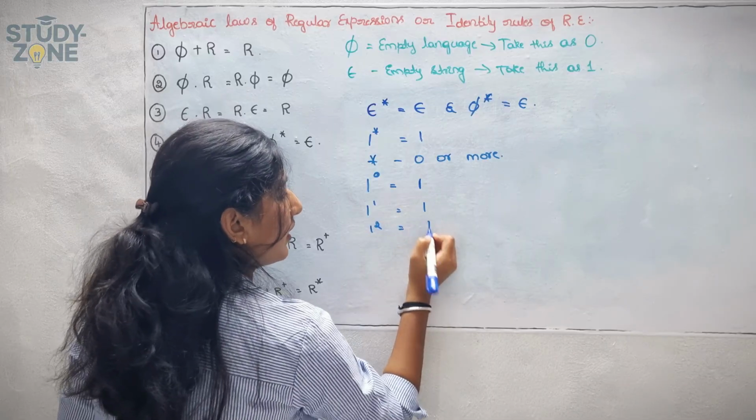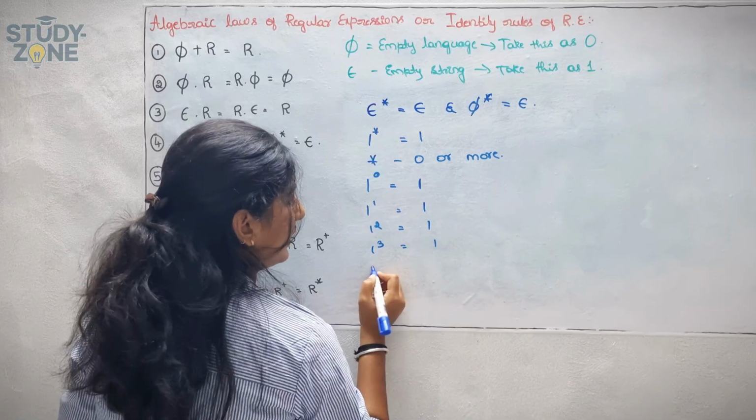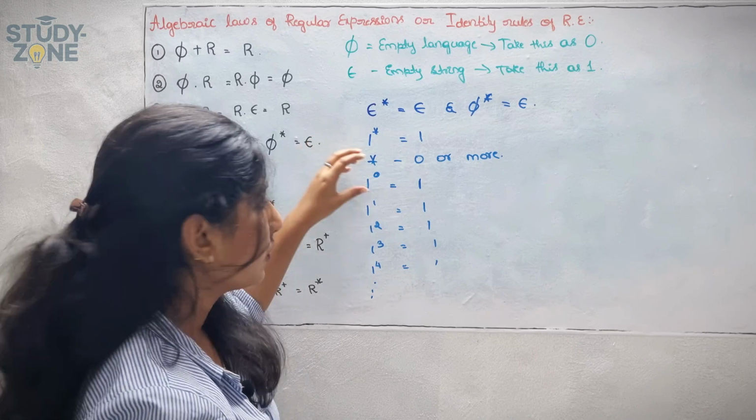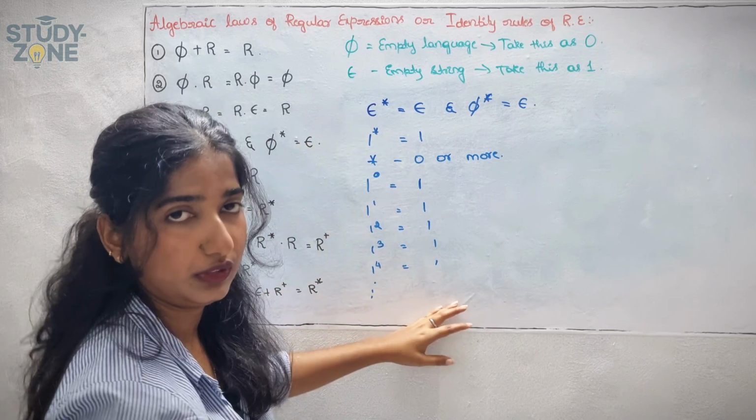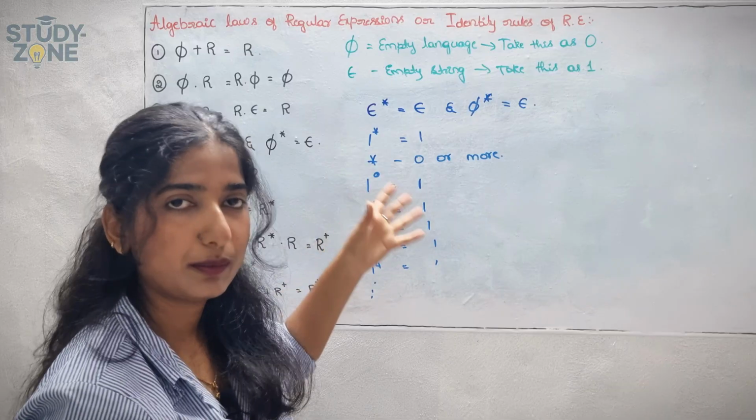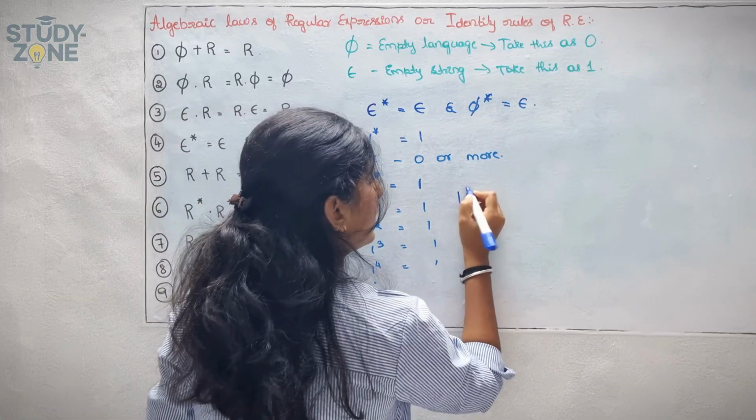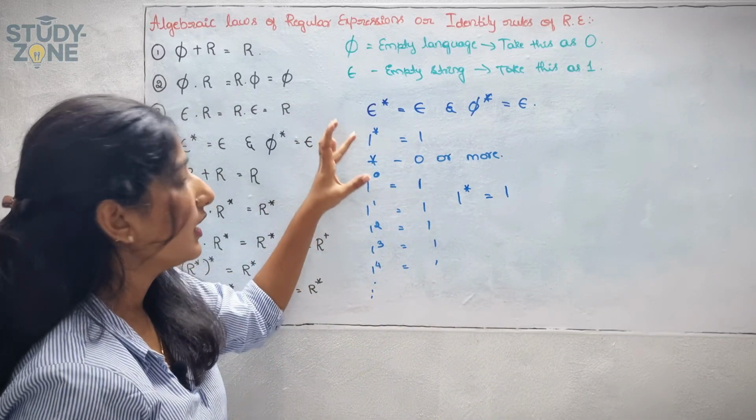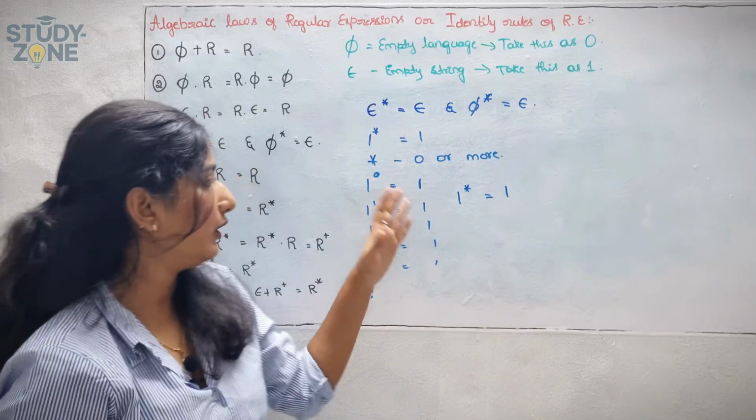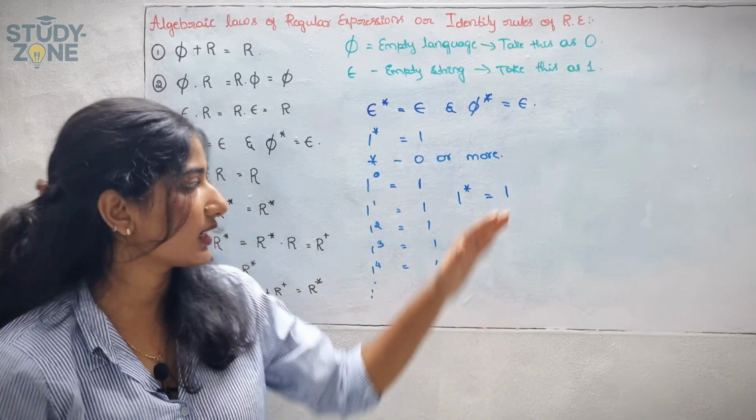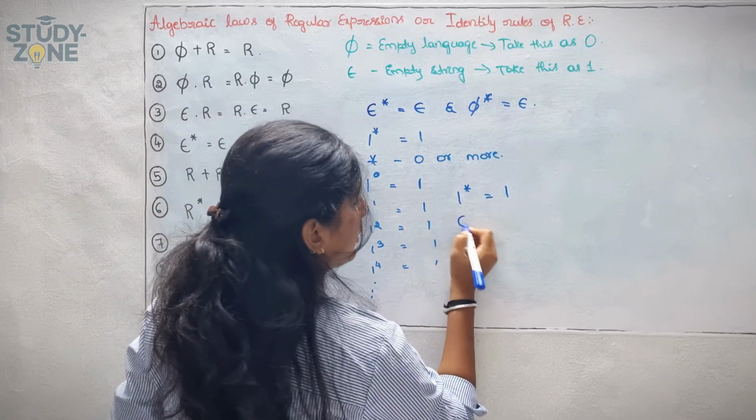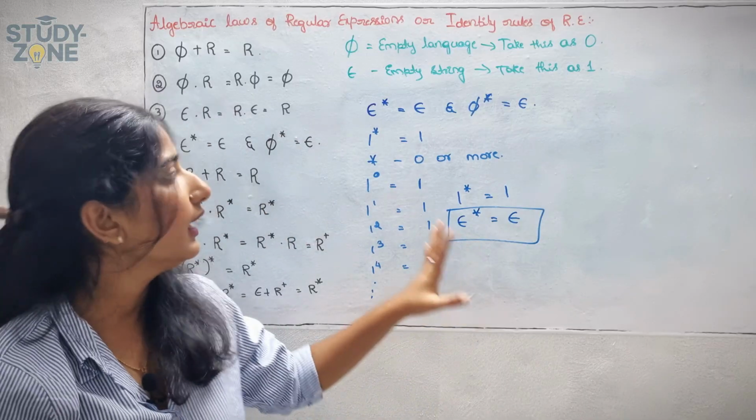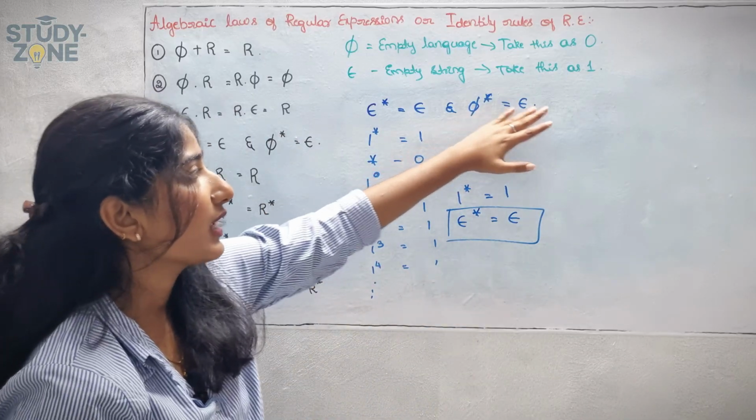1 to the power 2 is 1, 1 to the power 3 is 1, 1 to the power 4 is 1, and so on, right? So 1 to the power anything will be 1 only. So 1 star equals 1, because I took all the values of this star. It can be 0, 1, 2, 3, and so on. The value will be 1 only. There will be no change. So 1 star equals 1, which means epsilon star equals epsilon. Okay, clear? Now we have null star equals epsilon.